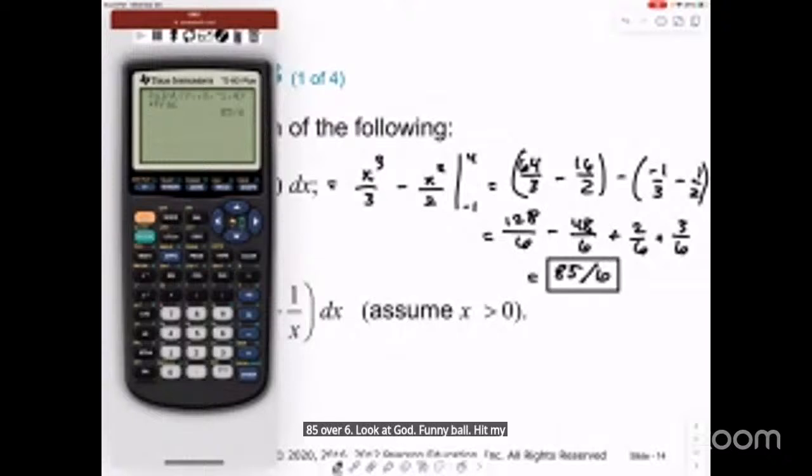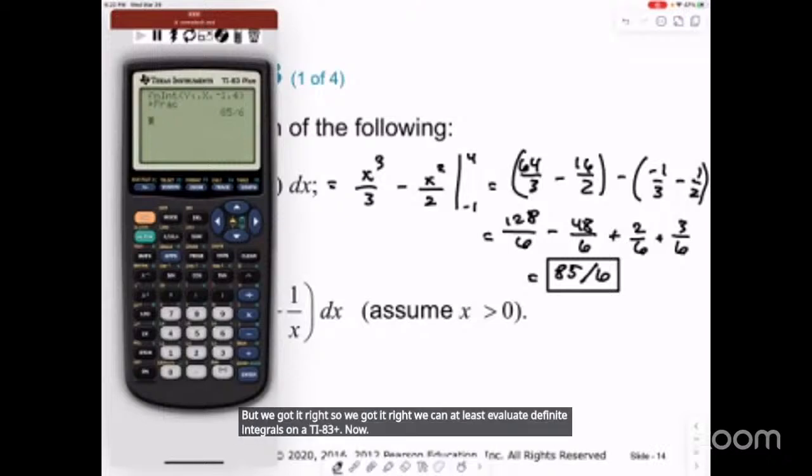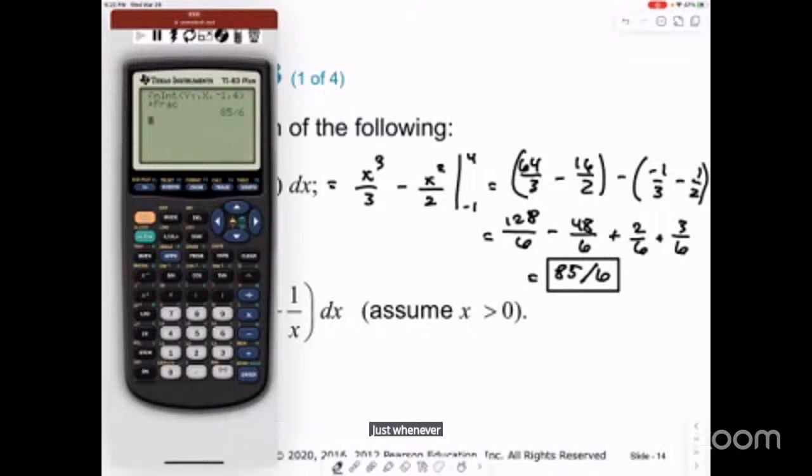Anyway, but we got it, right? So we can at least evaluate definite integrals on a TI-83 plus. Now, you still need to know how to do it by hand because you don't always have that as an option. Whenever you can, it's a nice alternative, but we don't always have that luxury, right?